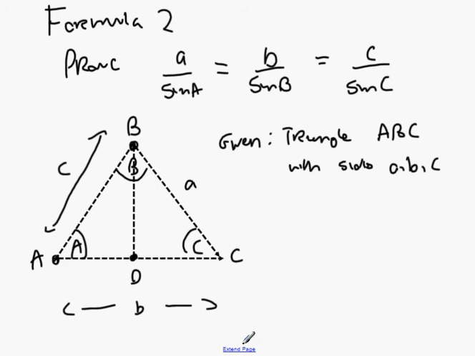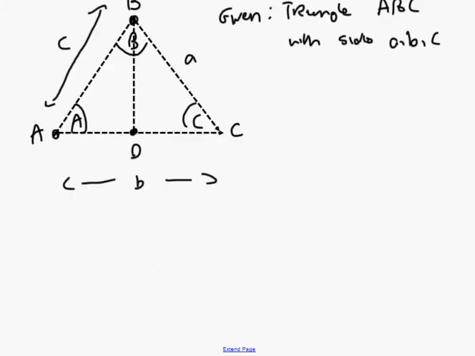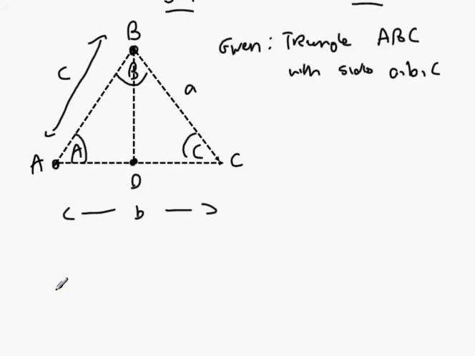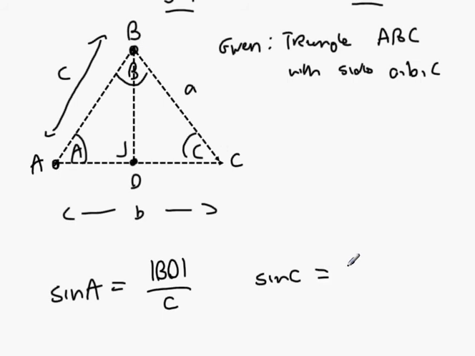So, we're going to start off with sine, since it's the sine rule, so it's logical. We're going to say that sine A, what does sine A equal, lads? Sine A equals opposite over hypotenuse. It's going to be BD over C. Sine C, which is this one here, what's opposite sine C? BD.